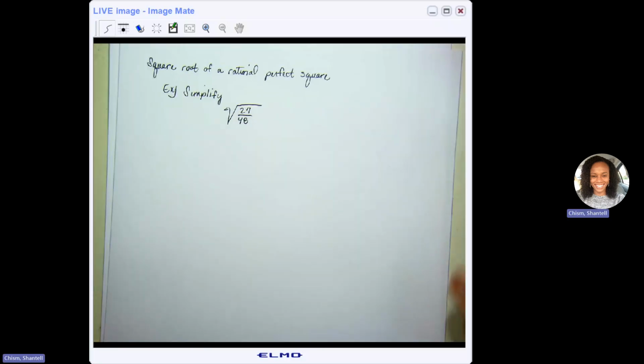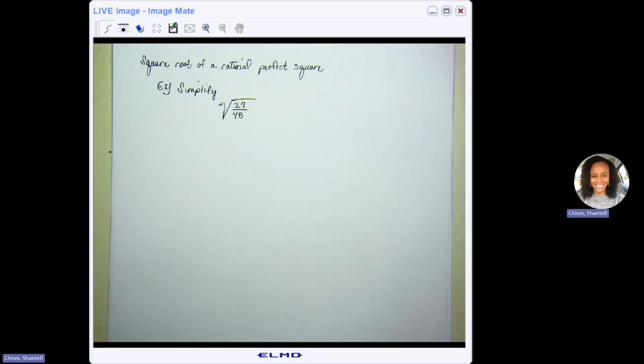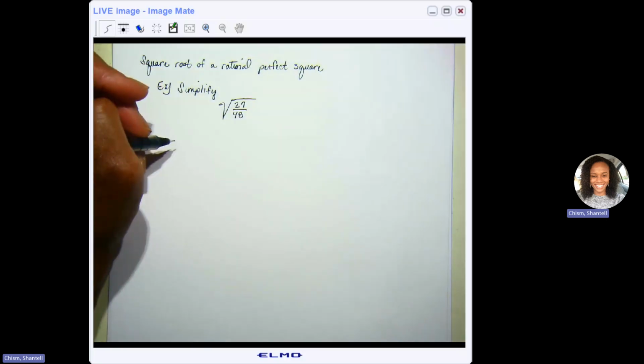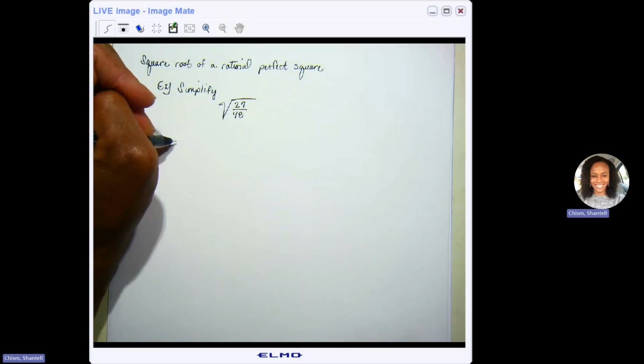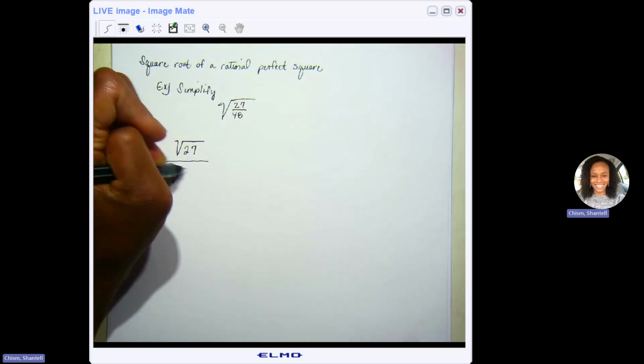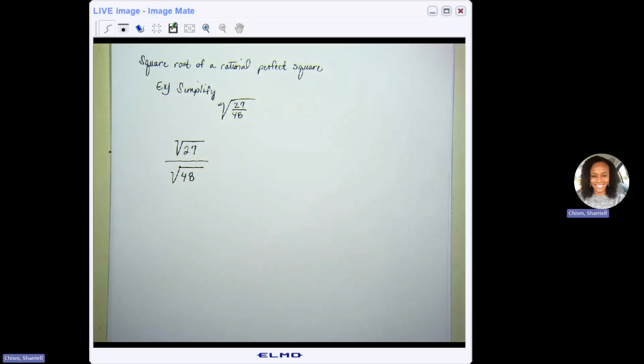Moving on. This next one involves perfect squares again. Some may be, some may not be, but it's related to the square root of a rational perfect square. Now, this particular problem, I've got the square root of 27 over 48. I'm going to work it just like I did that last problem in lesson 7. I'm going to give the top its own radical, and I'm going to give the bottom its own radical. Because it's easier to work with them individually than to try to simplify a fraction dealing with square roots.